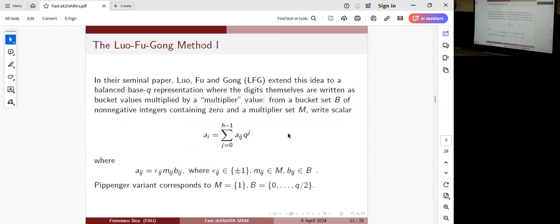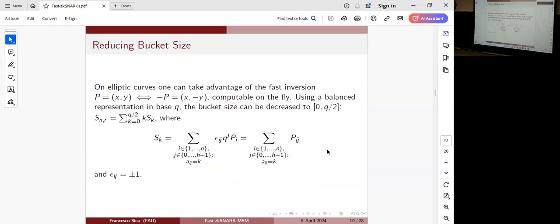Okay, so Luo and Fu and Gong then wrote a paper that extends this method and the Pippenger variant by pre-computing more points, in a sense, to subdivide the set of possible values k here, which you can call the buckets. Each bucket corresponds to one k, and stores the sum of the values of these points here.